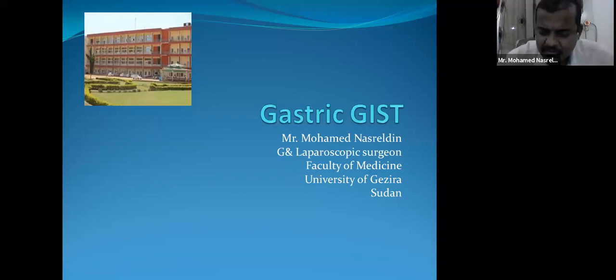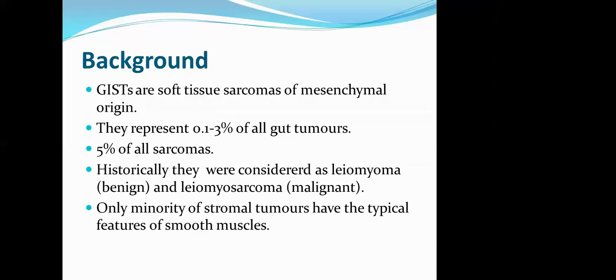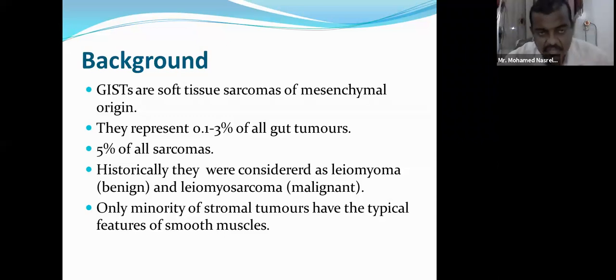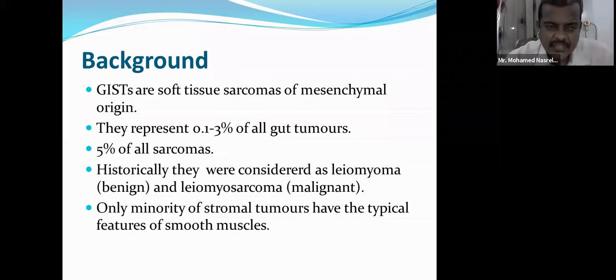I will start first of all with some background about the GIST tumors, and then we will present those three cases, and finally we'll discuss gastrointestinal stromal tumors in detail. GISTs are soft tissue sarcomas of mesenchymal origin, and they represent 0.1 to 3% of all gut tumors, and also 5% of all sarcomas.